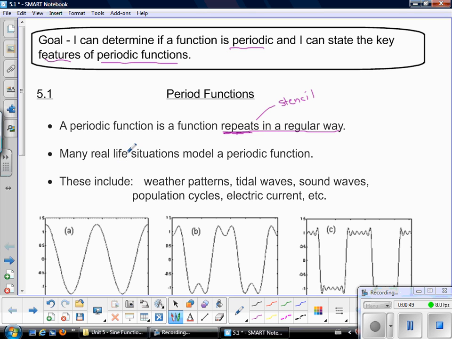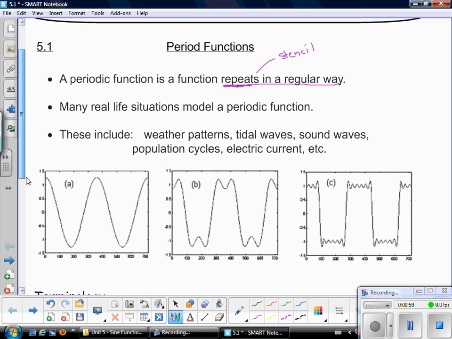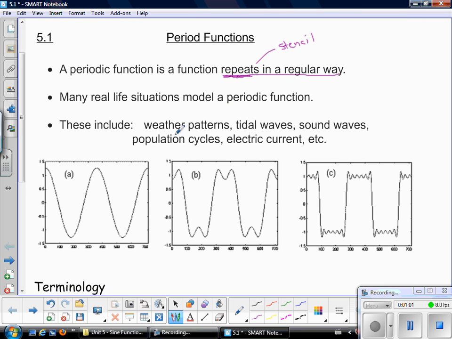Now, the reason we study periodic functions is many real life situations model periodic functions. And some of those things include weather patterns. For instance, we know in this area that spring comes at a certain time, summer happens at a certain time, and the temperatures within those periods of time are fairly regular from one year to the next, even though we do have what we call global warming that has affected them a tiny bit.